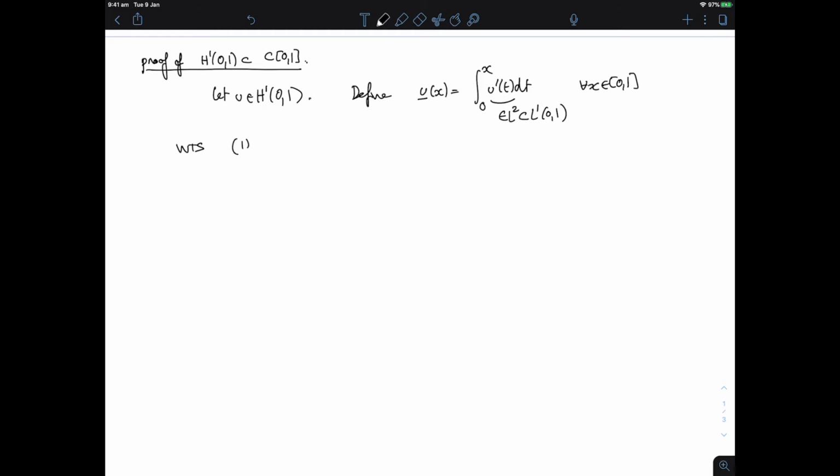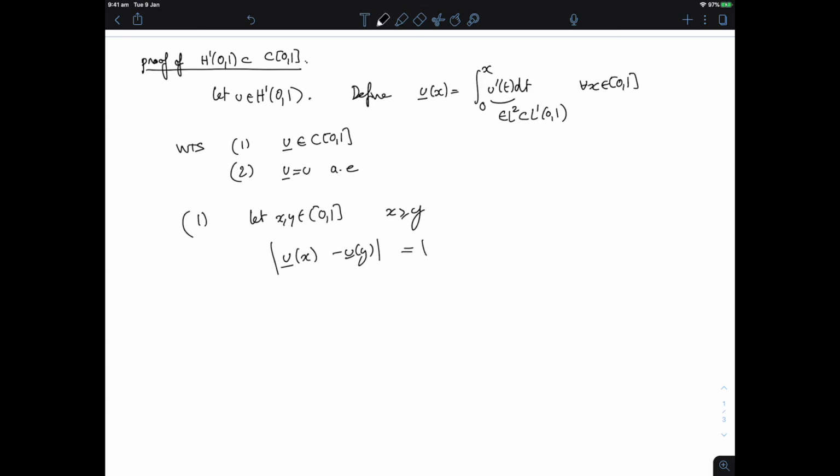So let's write that up. We need to show two things. One, that u bar is a continuous function, and two, that u bar is u almost everywhere, adding a constant if needs be. So let's start with 1. Let's take 2 points in [0, 1] with x greater or equal to y. Let's look at u bar x minus u bar y. That is the integral in the Lebesgue sense from y to x of u prime of t dt.